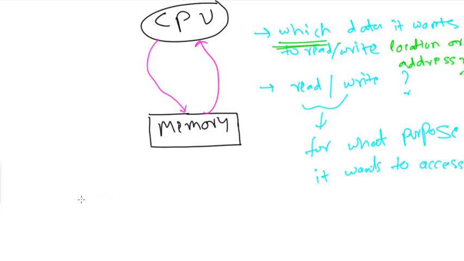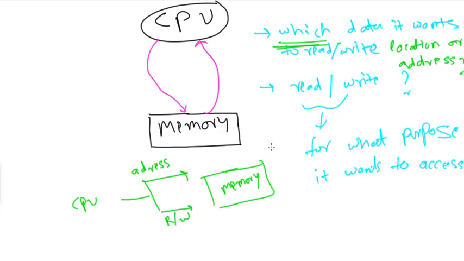Now the scenario is like this: CPU wants to issue some command, then it has to tell what is the address and whether it is for read or write. These two things have to be mentioned by CPU. Now the question is, what do I mean when I say address? What is address here? To understand what kind of addresses I am talking about, we need to understand how memory looks like and how we can address some data in memory.